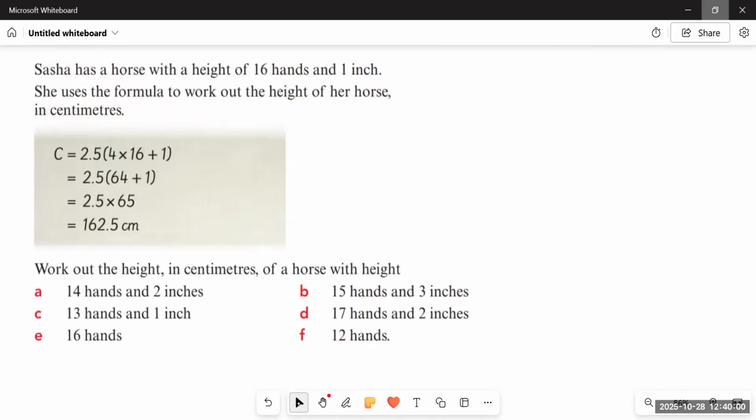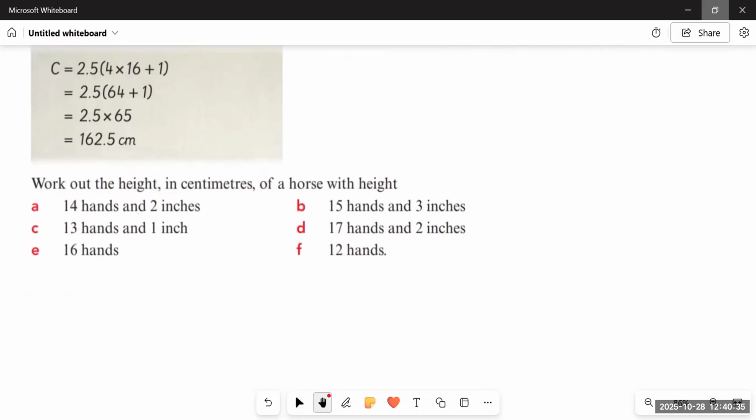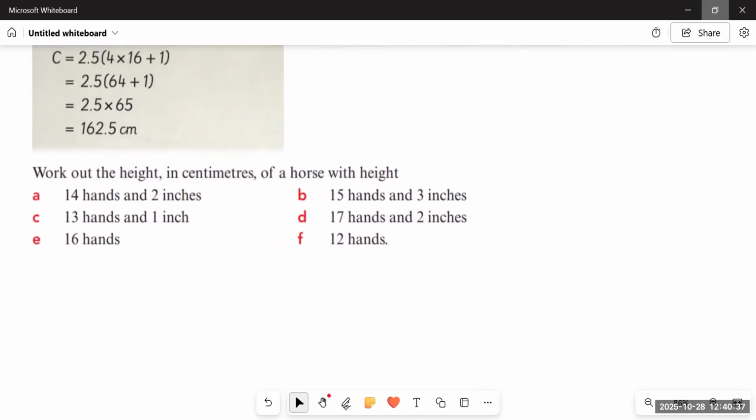Pasha has a horse with a height of 16 hands and 1 inch. They are giving us the quantities here: H = 16, I = 1. And she uses the formula C = 2.5(4H + I) to work out the height of her horse. She multiplied 4 with 16 first, got 64, added 1 inch to get 65. Then she multiplied 65 with 2.5 and the final answer was 162.5. We have to do the same thing when we are provided with the hands and inches.